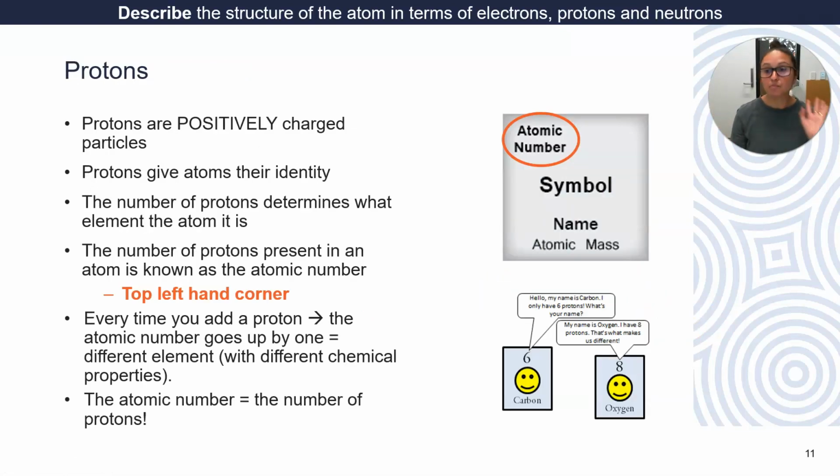Now, let's have a look at the protons. Protons are positively charged, okay? When you look at the periodic table, we know what the symbol is, we know what the name is. Do you remember when I said we need to know the atomic number? Well, the atomic number is just how many protons are in that atom. That's it. Easy. So carbon has 6 protons. Oxygen has 8 protons.